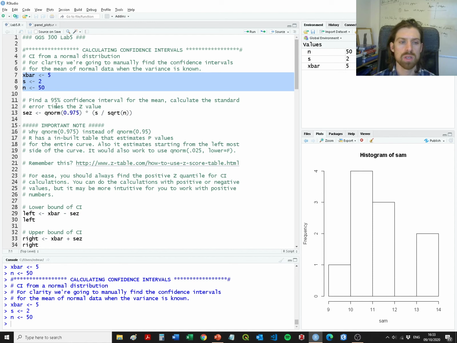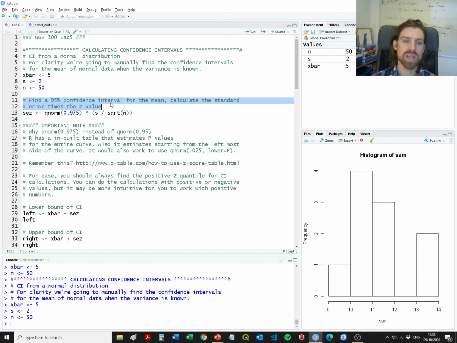Now what we're going to do is we're going to find the 95% confidence interval for the mean, and we're going to calculate the standard error. We're going to calculate the standard error times the z value.